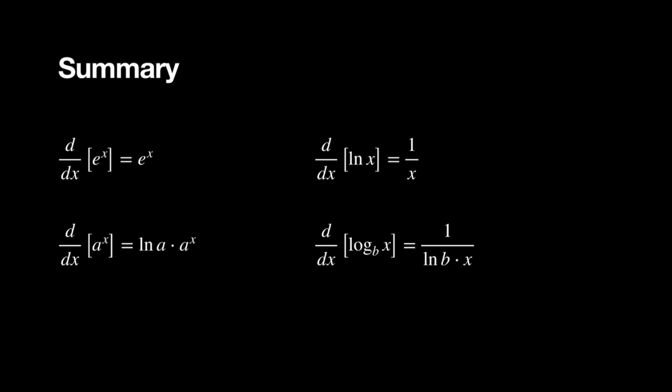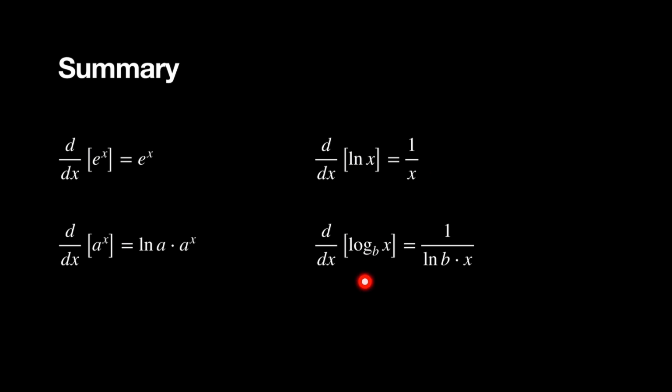So we have learned that the derivative of e to the x is e to the x. If we change that base, so if we have a different base, a to the x, where a is any constant, it turns out we're going to get natural log of a times a to the x. So the derivative of a to the x is natural log of a times a to the x. We've also learned that the derivative of natural log of x is 1 over x.